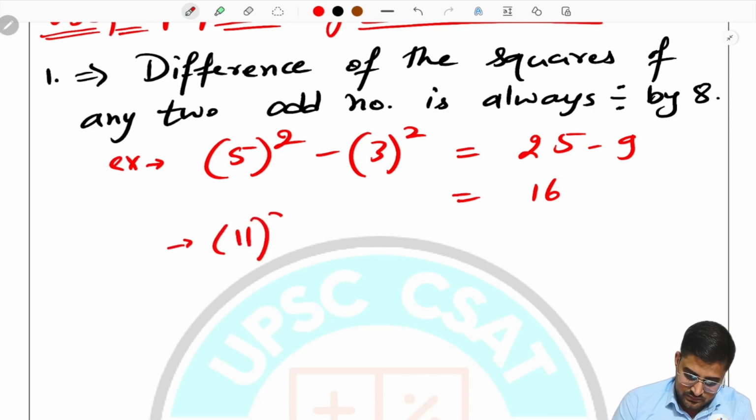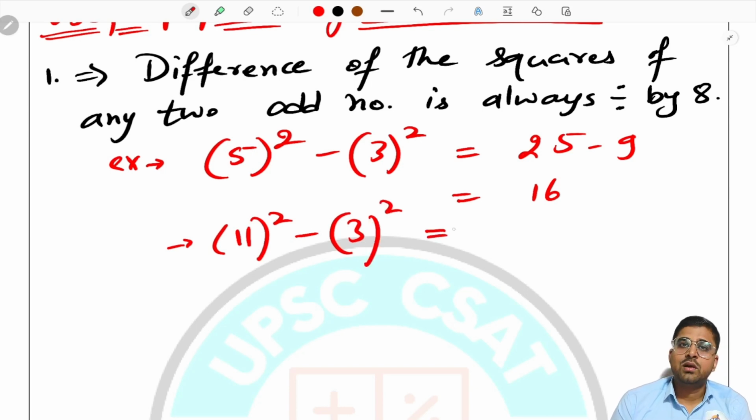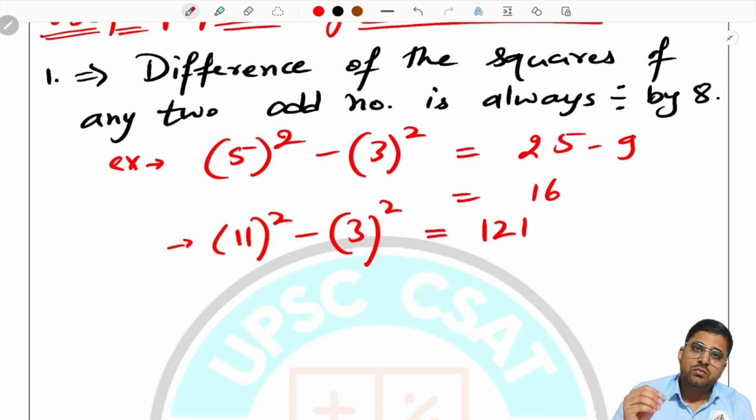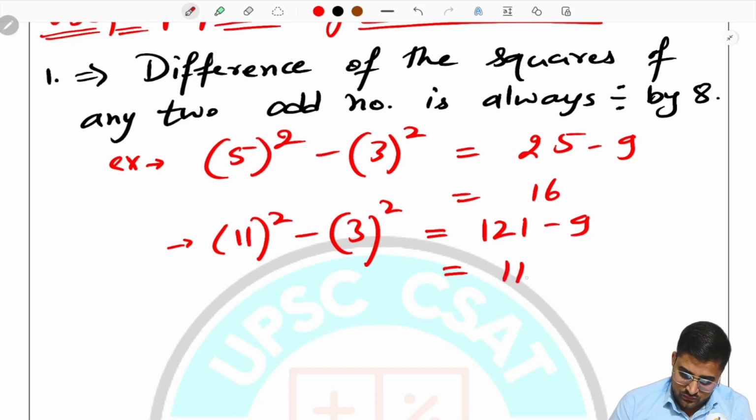Take 11 square minus 3 square. I am taking small numbers because I don't want to complicate the whole process. I am not going to explain much calculation in these questions. Questions will come where I will teach you how to make your calculation fast, but here it is not required. So it is 121 minus 9, which is 112.